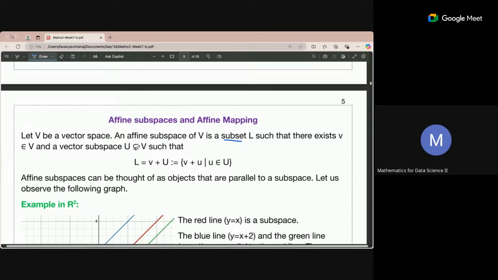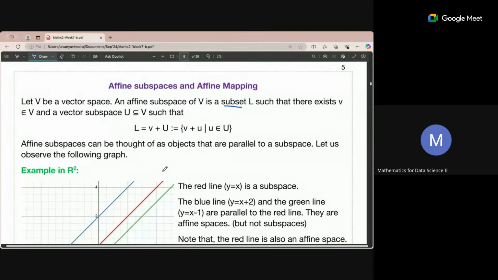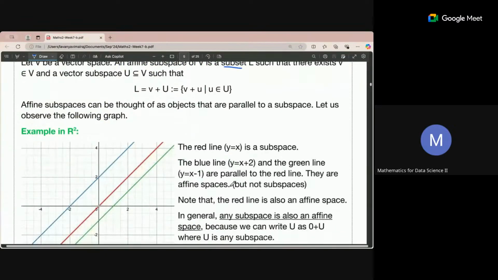So any affine space, you can think of it as a translation of a subspace. U is a subspace of the vector space V and v plus U means it is a translation, right? So any affine space can be thought of as a translation of a subspace. Graphically or geometrically, you can see that they are objects that are parallel to a subspace. So here are some examples.